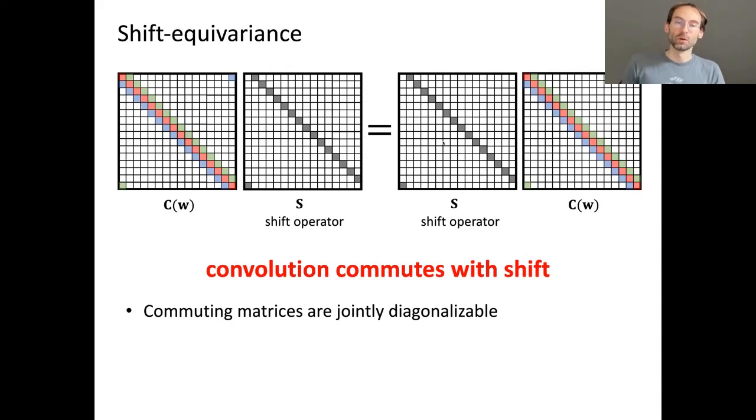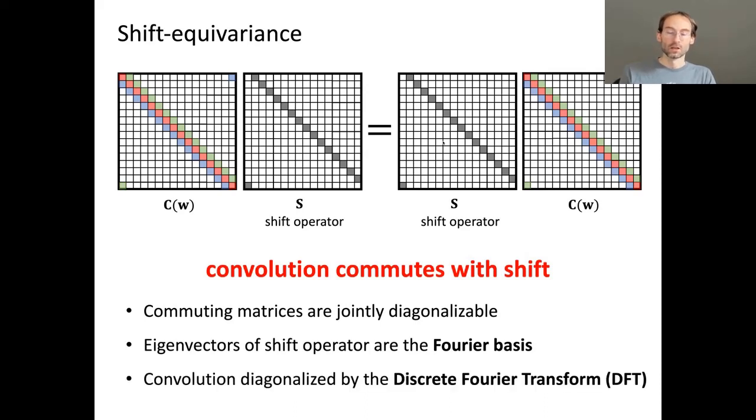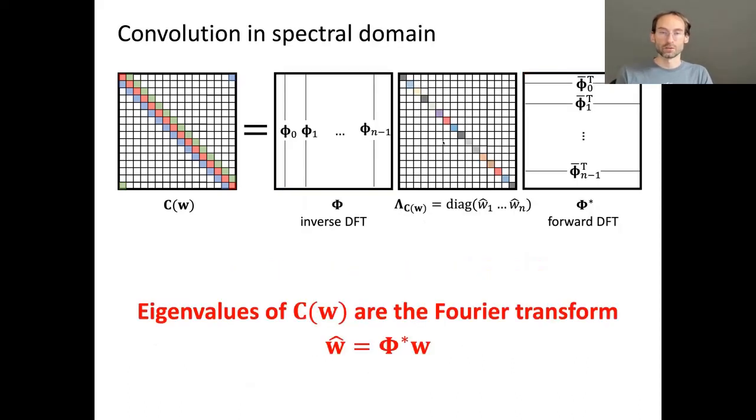Now, what else do we know about commuting matrices? We know that they're jointly diagonalizable. In this case, it means that we will have the same eigenvectors. And as a result, we can pick one of the circulant matrices and look at its eigenvectors. We know that all the rest of the matrices will have the same eigenvectors. And it's convenient to look at the shift operator. What we find is that its eigenvectors form the classical Fourier basis. These are the complex exponentials. So we sometimes say that convolution or circulant matrices are diagonalized by the discrete Fourier transform.